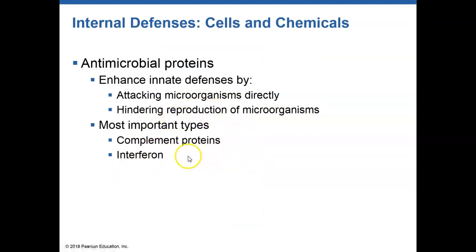There are different proteins that help the innate defense mechanisms. The two groups of proteins that I typically talk about are complement proteins and interferon. Complement proteins are proteins produced by our liver. They typically are found in our body, in our blood plasma, inactive, but when they come in contact with certain pathogens, then they become activated. And then interferon can be produced by pretty much all of our body cells when they get infected with a virus.